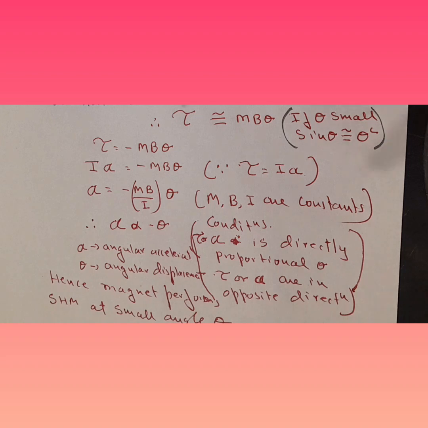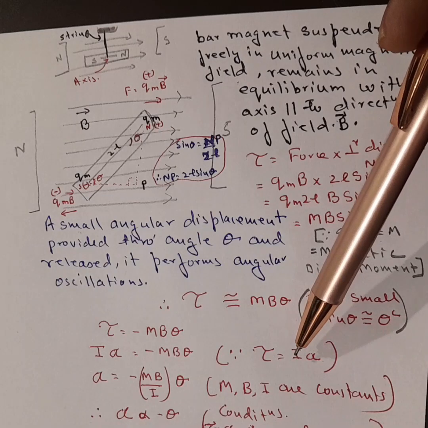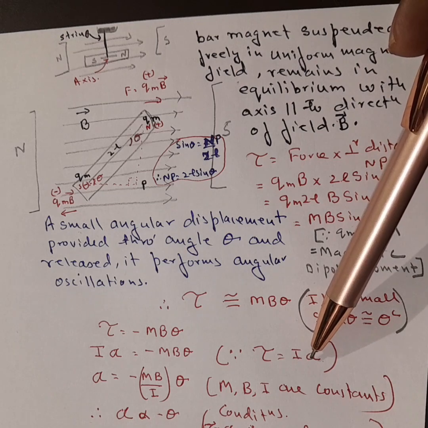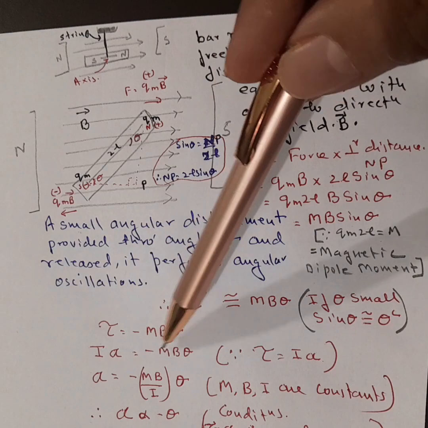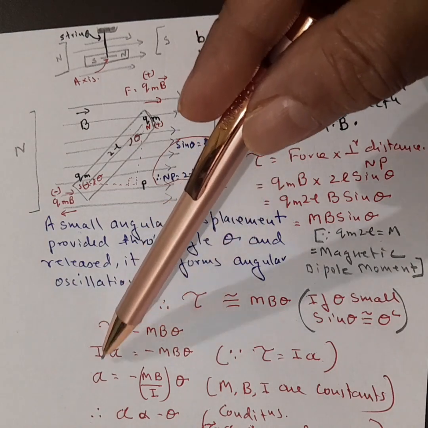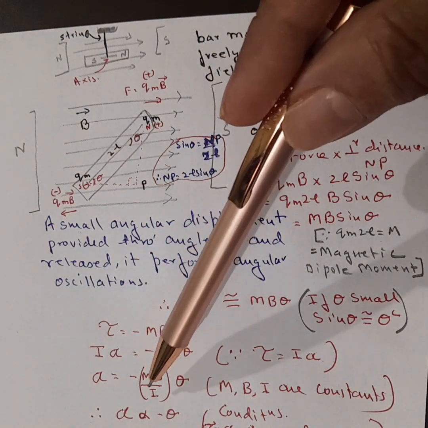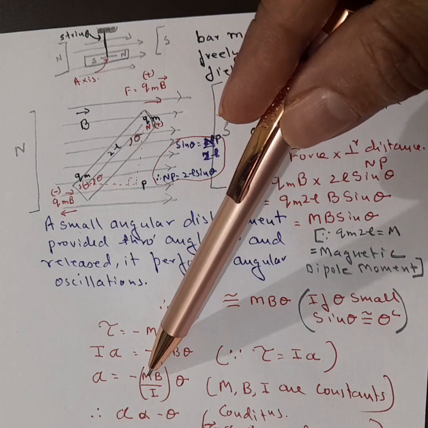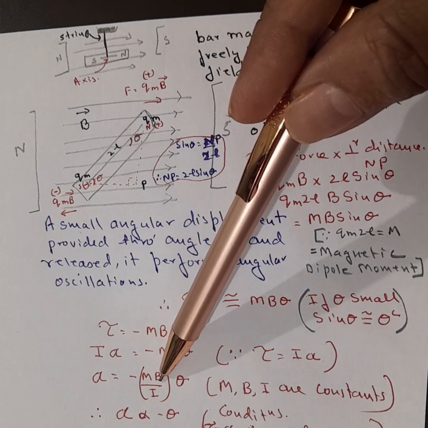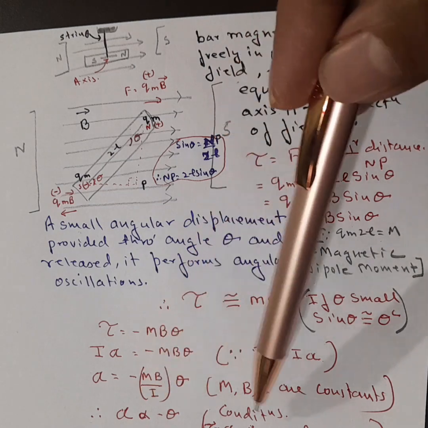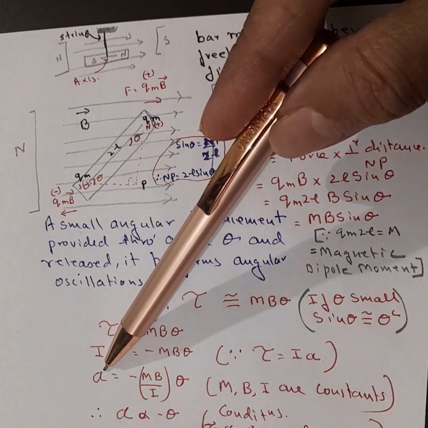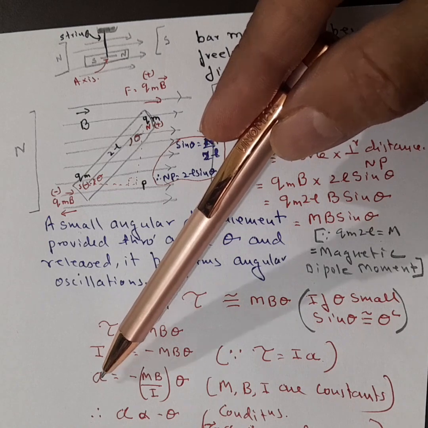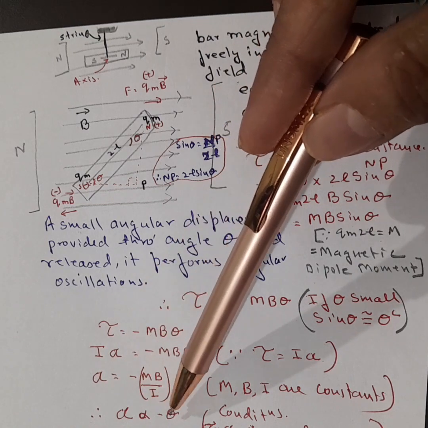We know tau is equal to I alpha, where I is the moment of inertia and alpha is the angular acceleration. So I alpha is equal to minus mB theta. Taking I below, alpha equals minus mB theta over I. Now the magnetic dipole moment, magnetic field and moment of inertia are all constants, so angular acceleration is directly proportional to minus theta.